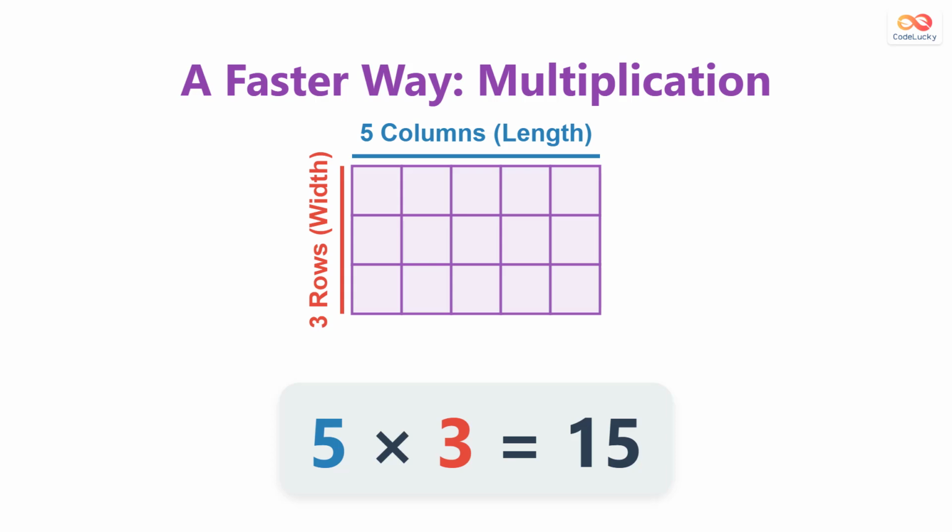Counting squares takes a long time, especially for big shapes. There is a faster way. Notice we have 3 rows, and each row has 5 squares. Instead of counting one by one, we can simply multiply the number of columns by the number of rows. 5 times 3 equals 15.